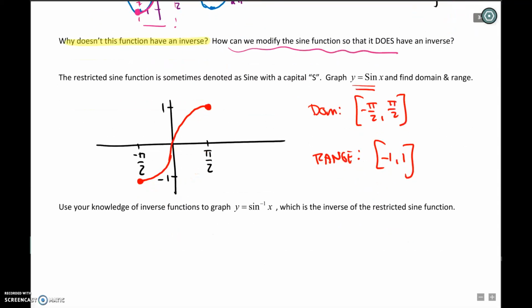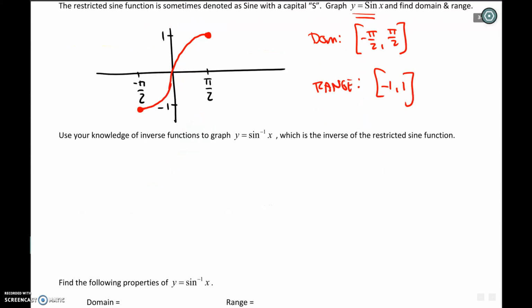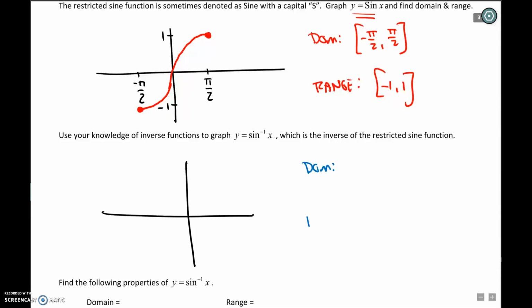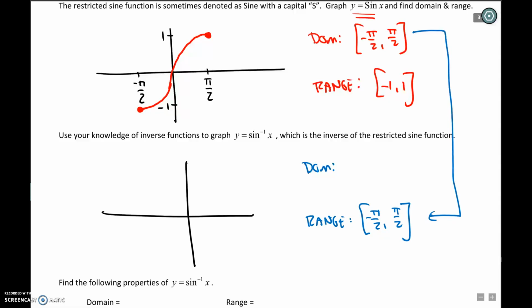Okay? So now let's find the inverse, because this does have an inverse function. Let's use our knowledge of inverse functions to graph the inverse sine. Well, first of all, let's find the domain and range of it. If you recall, the domain of your function becomes the range of your inverse function. Remember how you switch the x's and y's around? So that becomes the range, and then this becomes the domain.